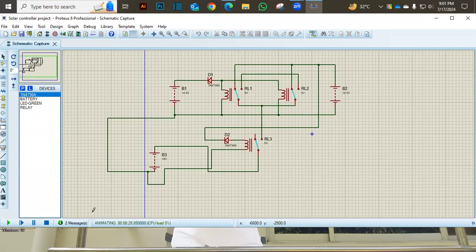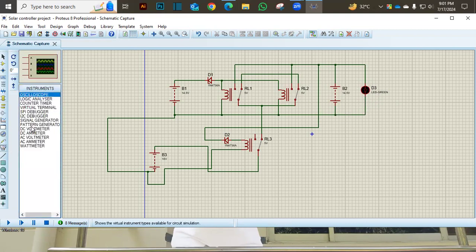So this will be our initial system, and now we are going to add some load here. That's why we are connecting a green light here, which is very simple as you see here.